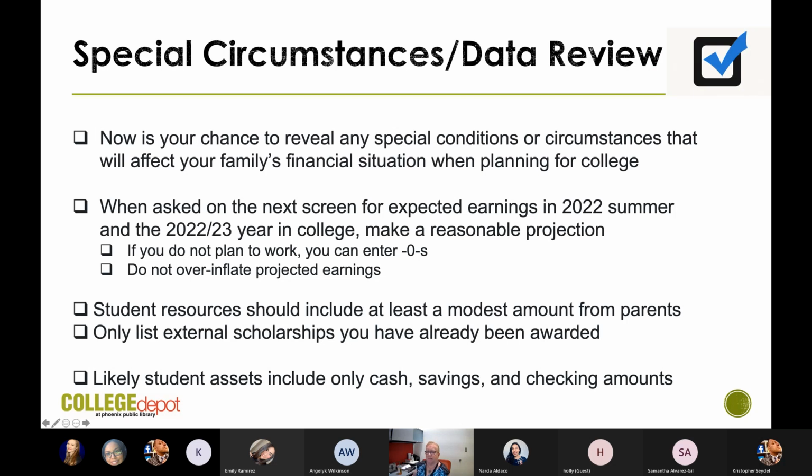Special circumstances: if there's anything special about you or your family's financial situation that you really want to tell them about. Not that I have a Mercedes and I have a big payment on it. They don't want to know that. They want to know non-discretionary changes in your income or your circumstances. You have a chance to reveal it.